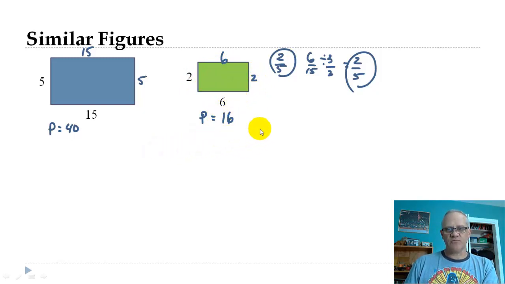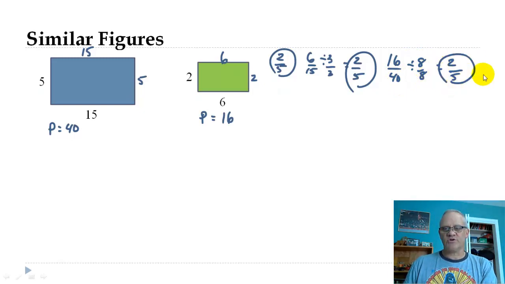If we look at that ratio, remember we did 2 to 5, and 6 to 15 was also 2 to 5. If we look at the ratio of their perimeters, 16 to 40, I could divide these both by 8, and that would give me 2 to 5. It's the same ratio. So what we've learned before about similar figures is that the ratio of all their sides is the same, and the ratio of their perimeters is also the same ratio. But what we're going to talk about today is the area.